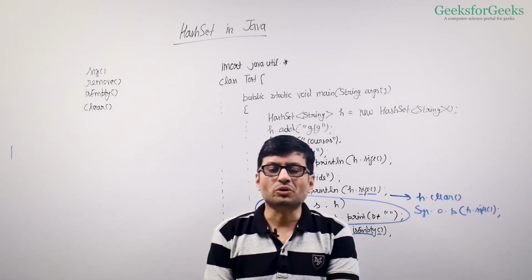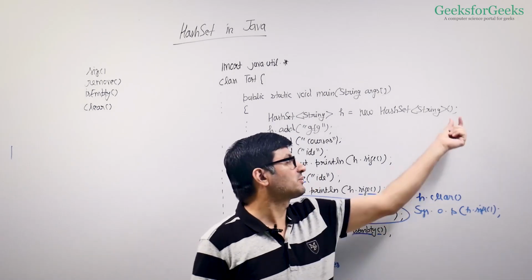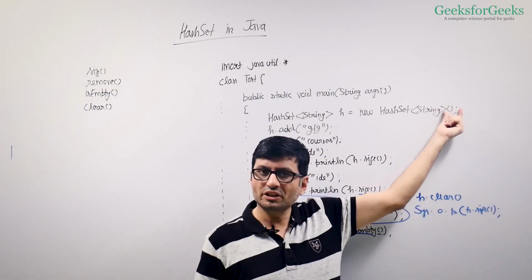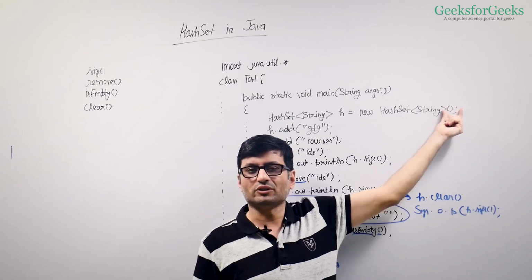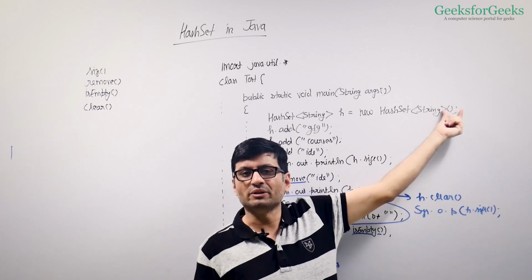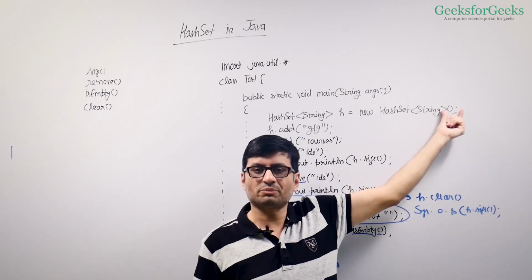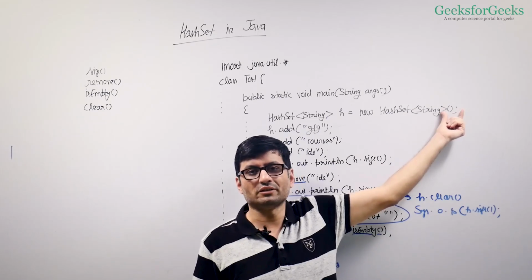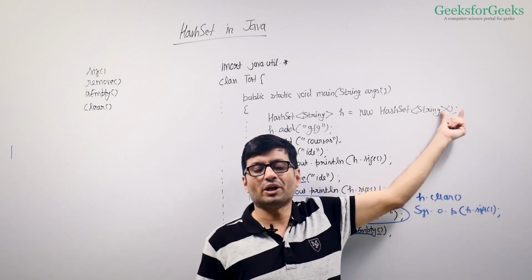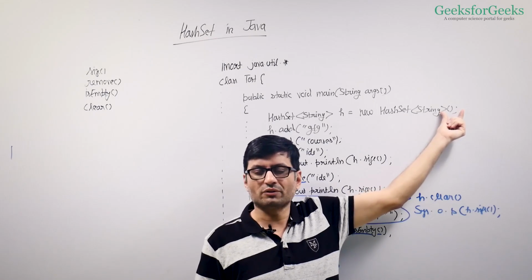A few more things. You can create a hash set by specifying an initial capacity. You can specify it for optimization purposes. If you already know that your hash set is going to have 10 elements or n elements, you can specify that initial capacity. That will help in optimization. Your compiler or interpreter will internally optimize for that size.